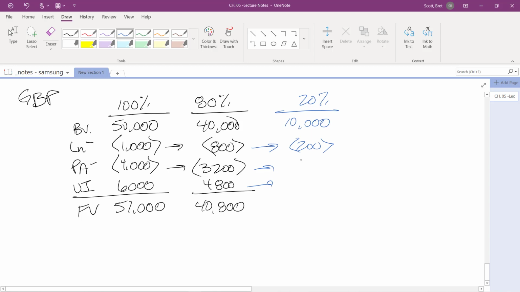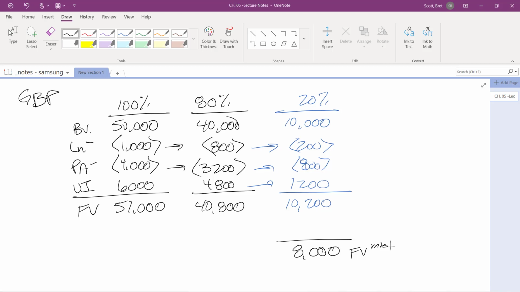You'll see how we have to relook at this stuff. 200, let's see here, 800, and 1,200. If I sum those up, I get 10,200. If I compare this 10,200, the fair value of the net assets, to the actual fair value per the market, and I find the market is valuing the NCI 20% at 8,000, this would suggest that there's a gain on bargain purchase here of what? 2,200.